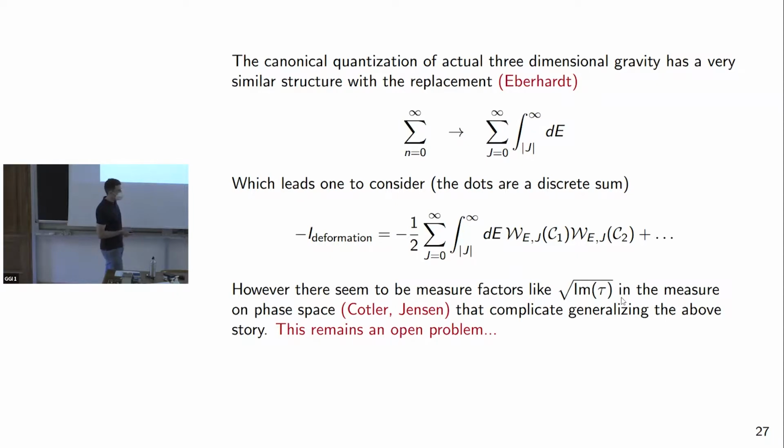So maybe one would want to consider something like this, where you add again a bilocal of Wilson lines, but now there's a little bit of a problem. Well, maybe a big problem, because there are extra measure factors on the phase space integral that Cotler and Jensen discussed, and this complicates the above story. It still remains an open problem, but I'm sympathetic that there should be a way to solve it in similar fashion.